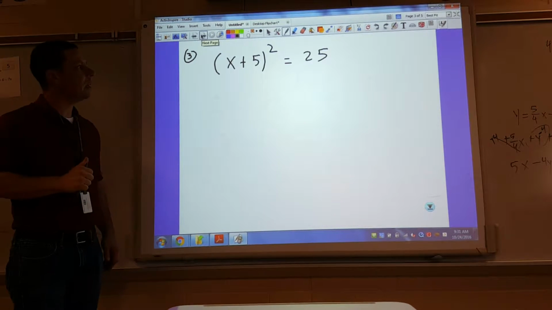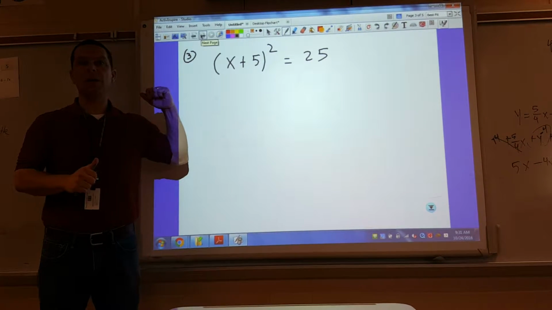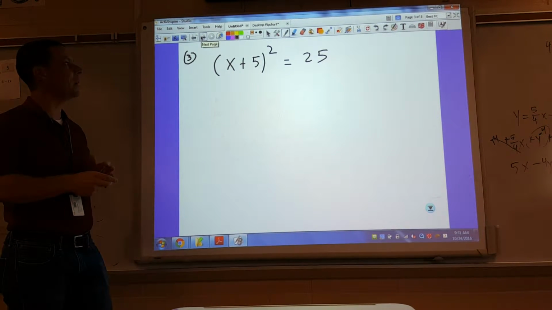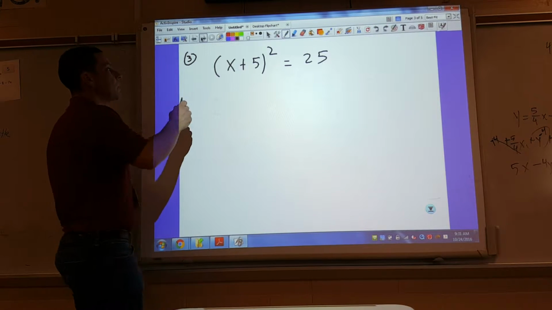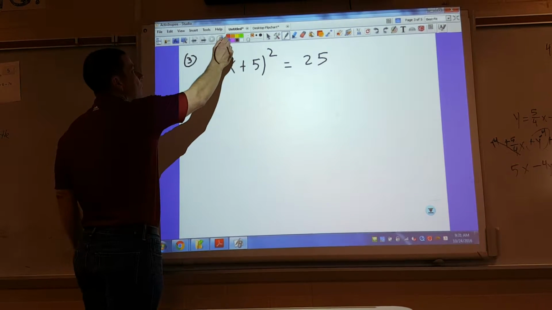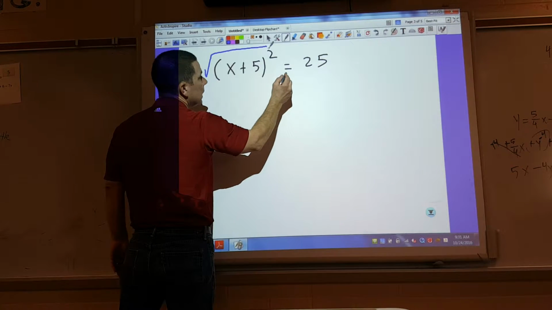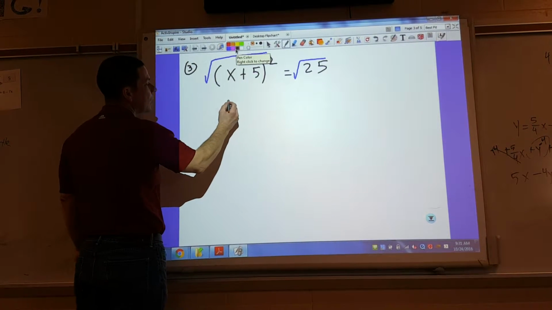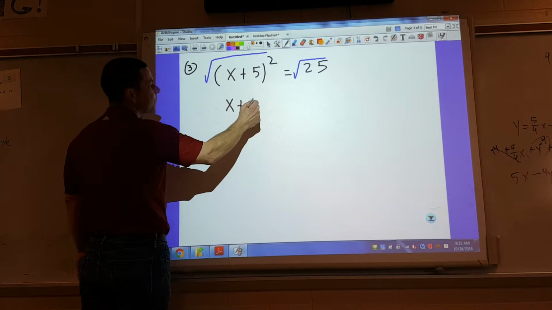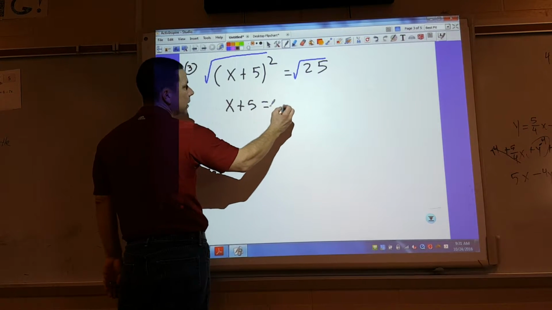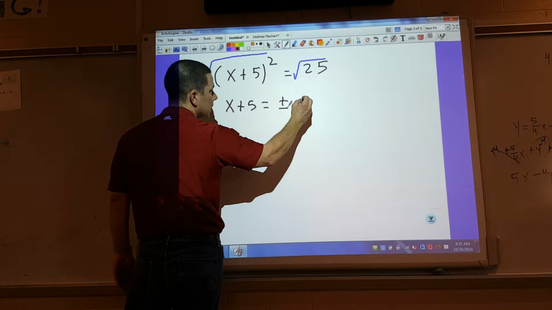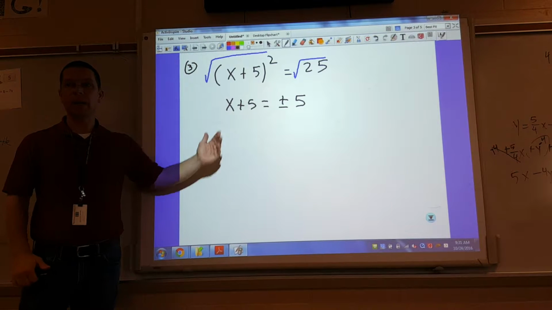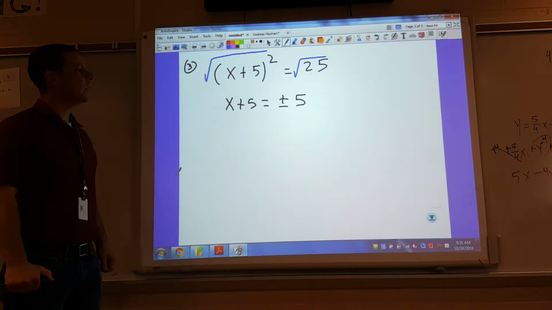Number three, okay. The square term is already isolated. There is something inside the parentheses there that's also squared, but we're ready to take the square root of both sides when we have this situation. So we'll take the square root and take the square root. Square root undoes the square, so we're left with x plus 5, and on this side we get plus or minus 5. Okay, now we've got to solve for x, so there's an extra step here.